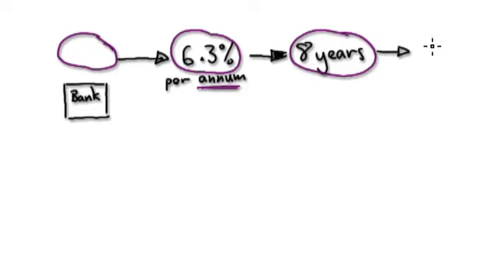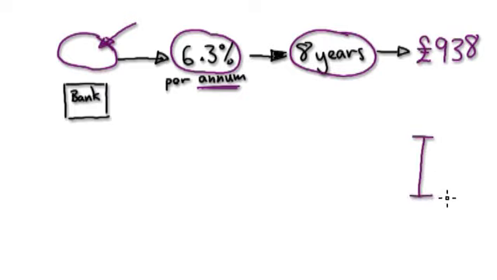And then at the end of it all, let's say you've got 938 pounds. So what was the original amount? Again, it's a reverse percentage problem, so we are working backwards now. Let's draw a diagram to see what's going on here.